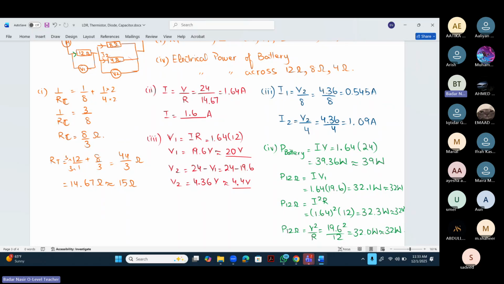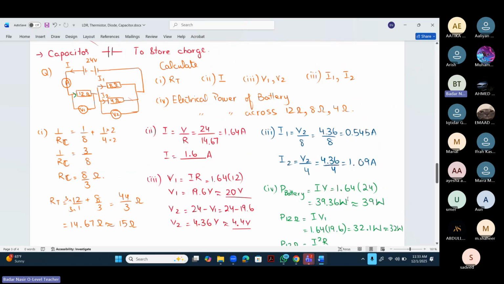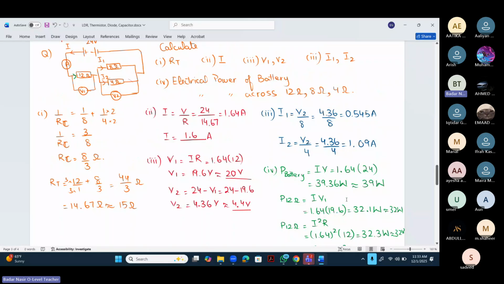So beta, to calculate the electrical power, what is the formula? P equals IV, P equals I square R, or you can use P equals V square over R. Okay? Let me just repeat again.